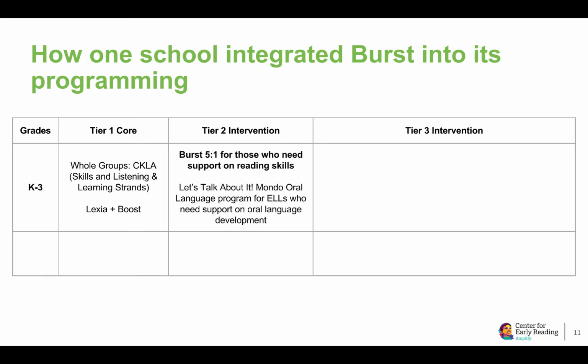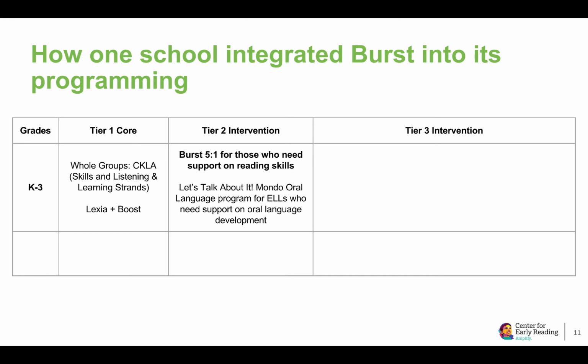Burst and Mondo's oral language program are used for Tier 2 interventions. These interventions are in addition to the Tier 1 core instruction and take place outside of the core literacy block. You see that the school was very specific in the student profiles that qualify for each of these two intervention programs so that students get the right intervention. Students who need extra support with reading skills are placed into Burst, and those who need extra support on developing their oral language skills are placed in Mondo's oral language program.